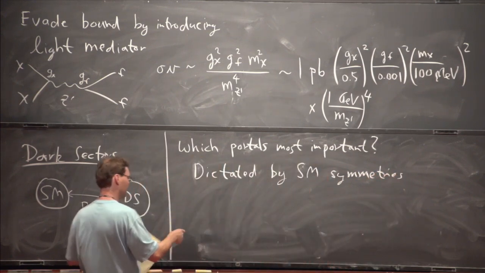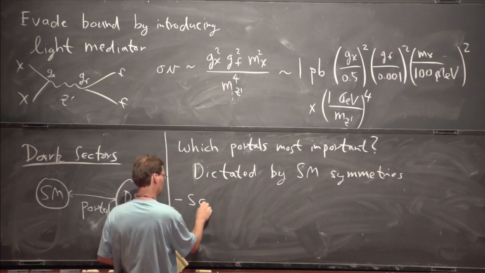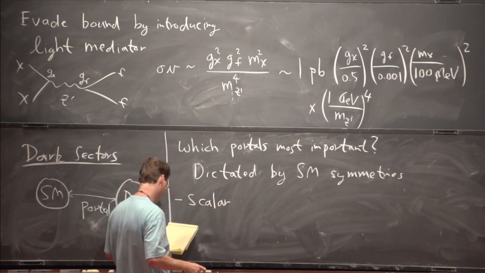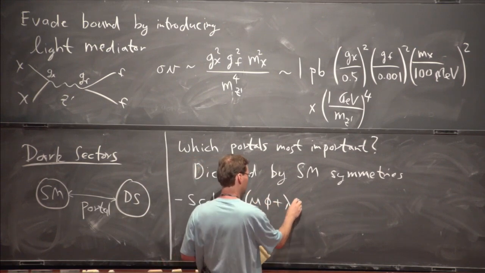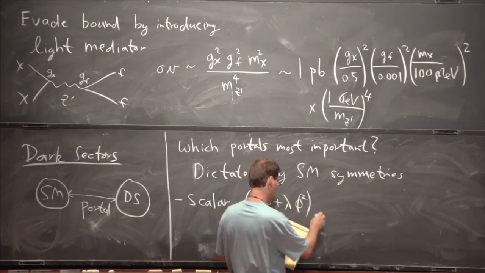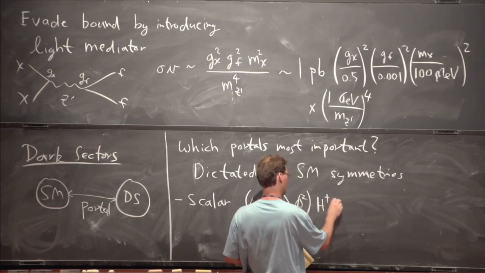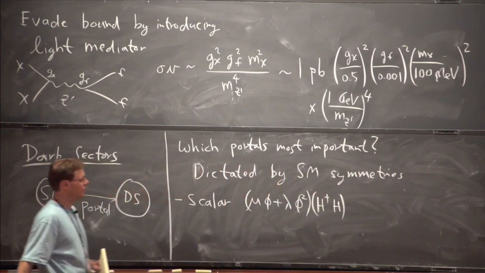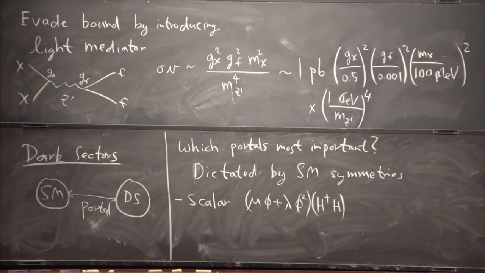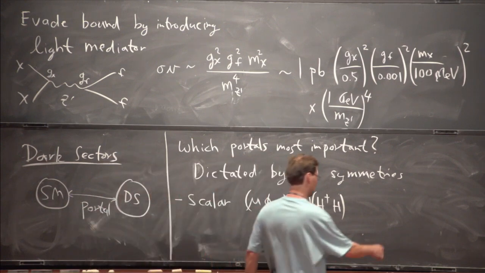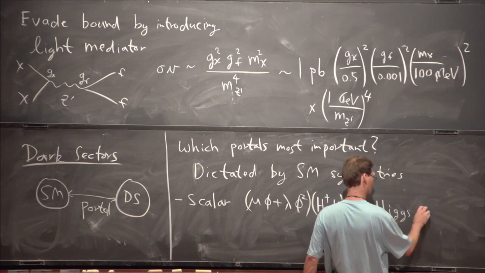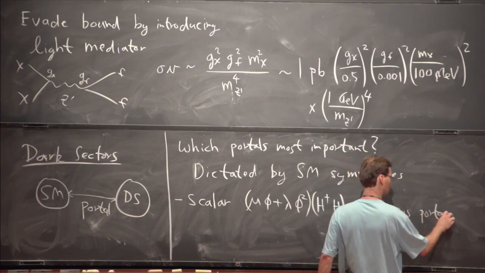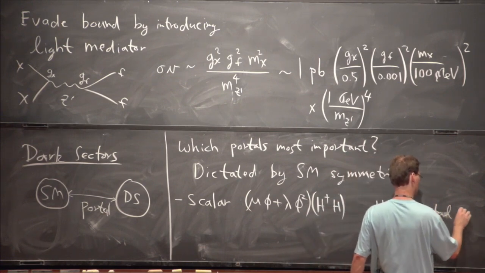So for example, if we have a scalar, then we can write down the interaction mu phi plus lambda phi squared times h dagger h, where h is the Higgs, of course, and phi is some new scalar, some singlet under the standard model. And this gives us the Higgs portal. And the dimension of that portal is just 4.